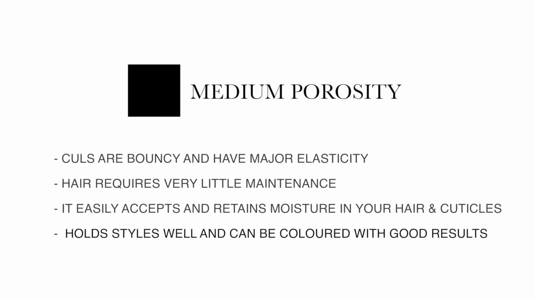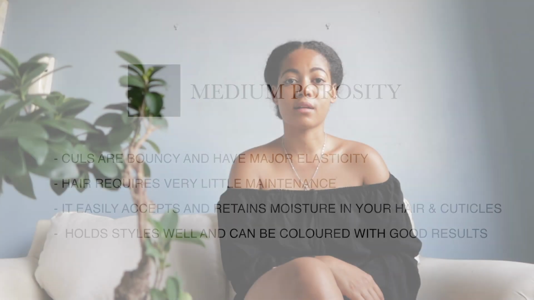In order to determine if you have normal or medium porosity hair, the characteristics include: curls are full of bounce and have major elasticity. Your hair requires very little maintenance. It easily accepts and retains moisture in your hair. It easily accepts and retains moisture in the cuticles. It holds styles well and can be colored with good results.